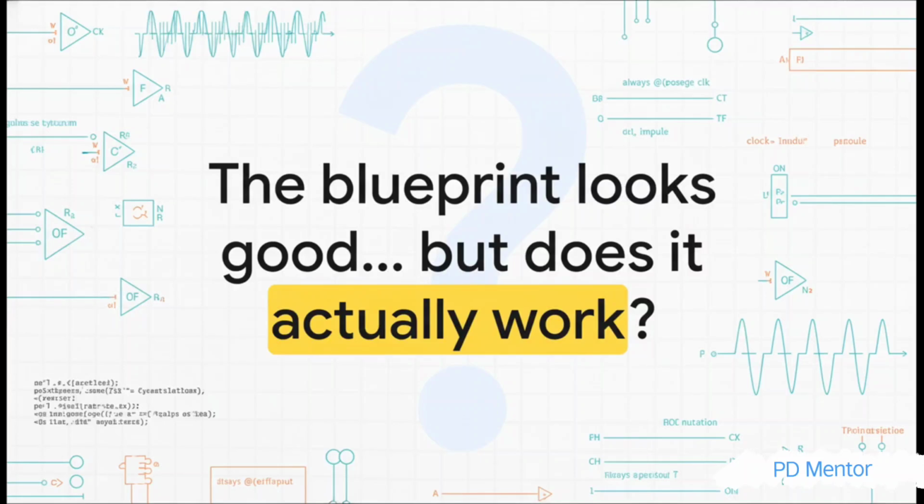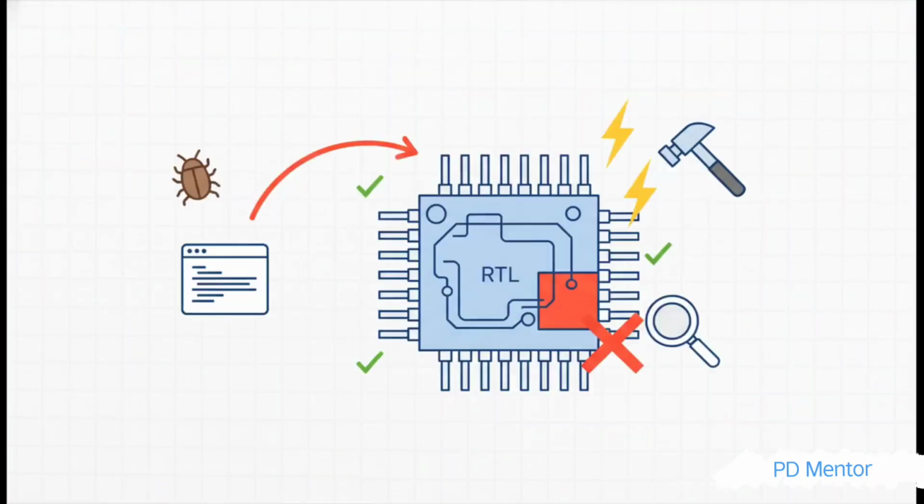And that brings us to what is often the most time-consuming part of the whole front-end process. You've got this beautiful blueprint written in code. It looks great, but before you even think about building a single thing, you have to be 100% sure it actually works. This is logic verification, and it's a huge deal. It can easily eat up more than half of the entire project's time.